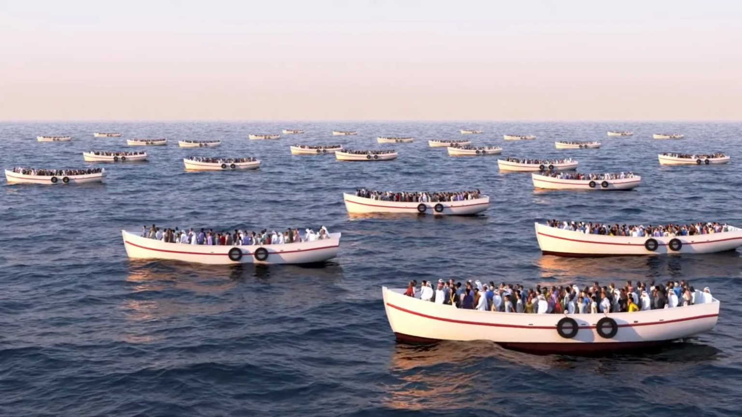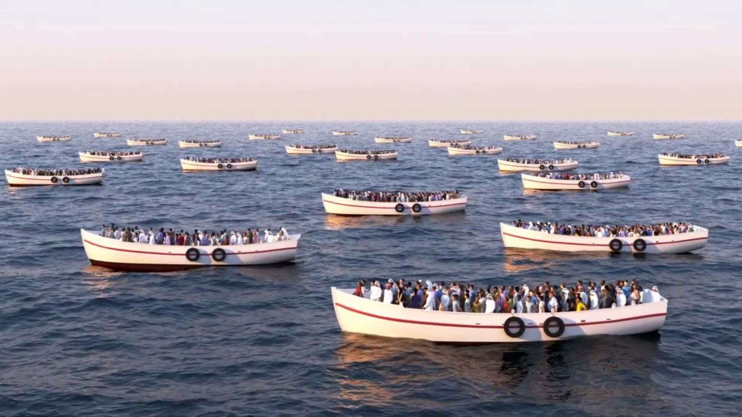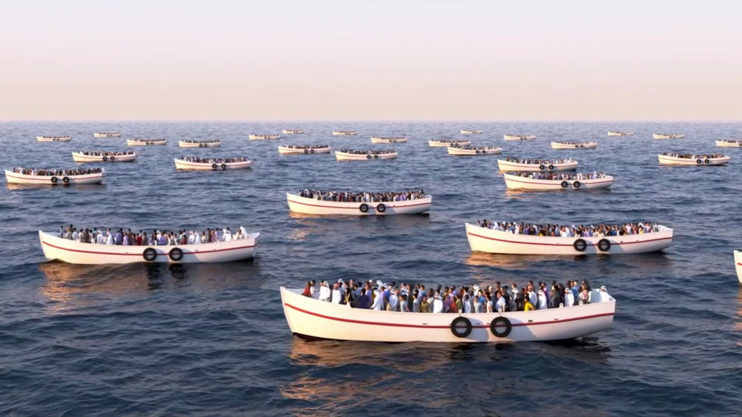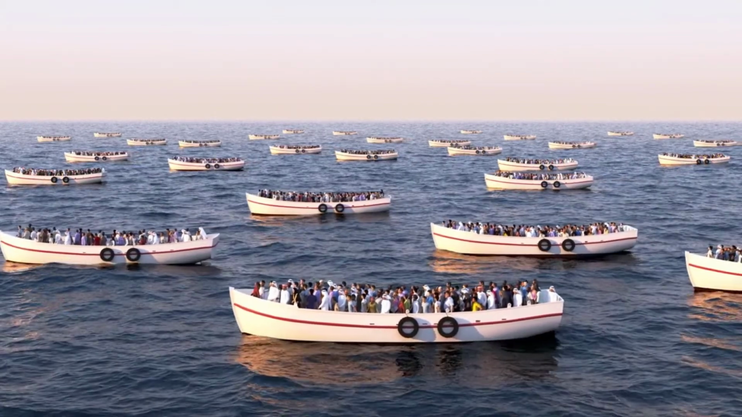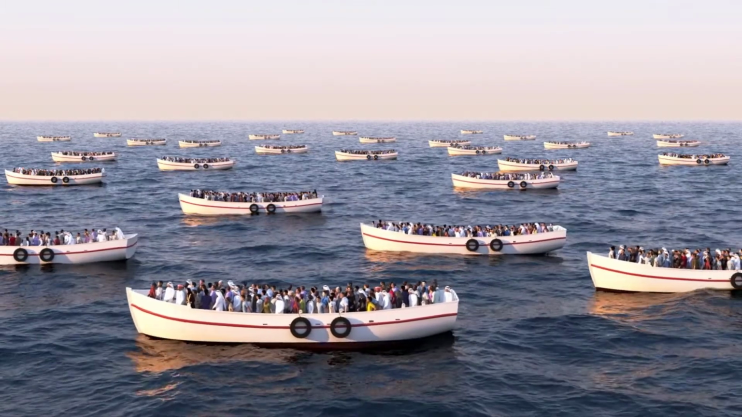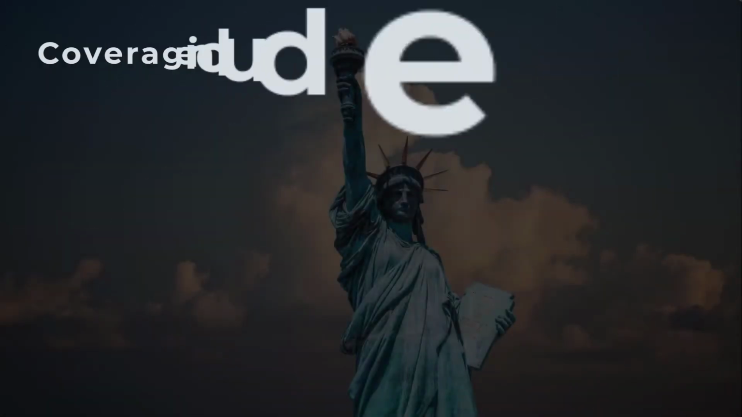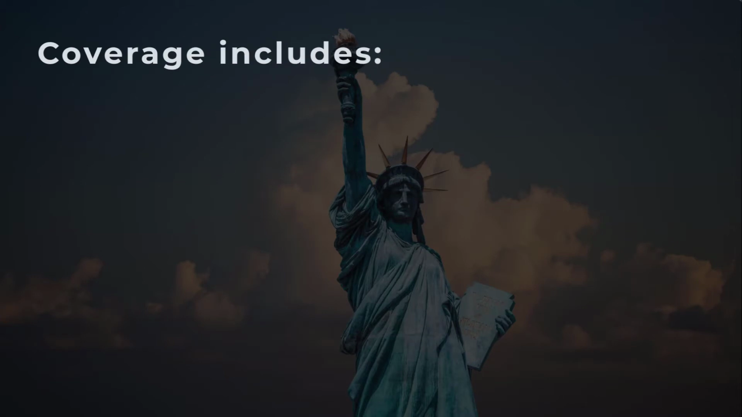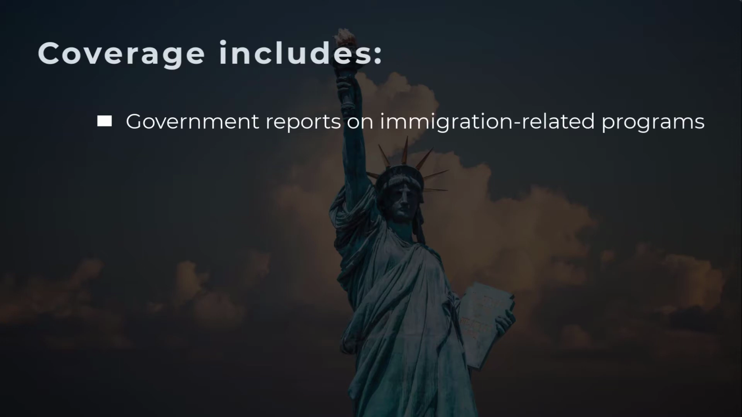The first comprehensive database of its kind, HeinOnline's Immigration Law and Policy in the U.S., compiles the most important historical documents and legislation related to immigration in the United States. This unique database offers both current and historical content, including reports on immigration-related federal programs from the Government Accountability Office, as well as related Congressional Research Service reports.